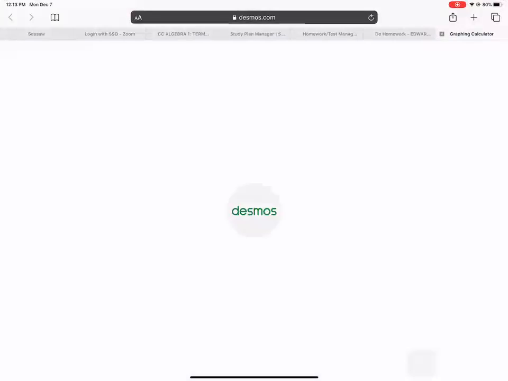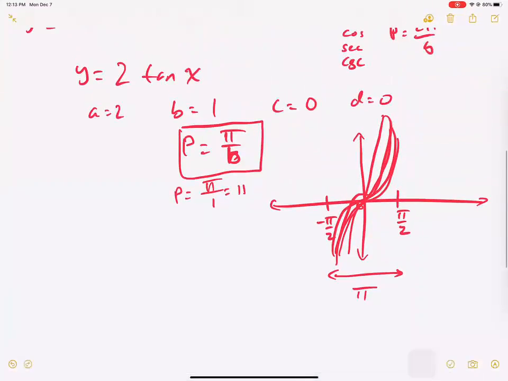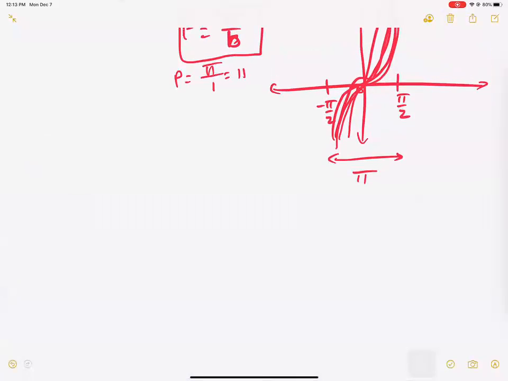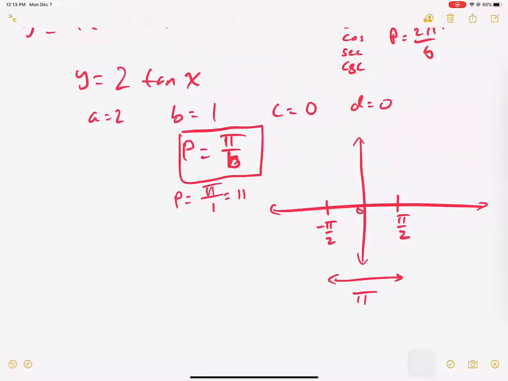All right, so first thing we do is we make sure we have our period done. It takes pi to finish. So we do 50-50, right? Cut this in half, 50-50. So tangent graphs is what I call 50-50. Half on one side and half on the other.